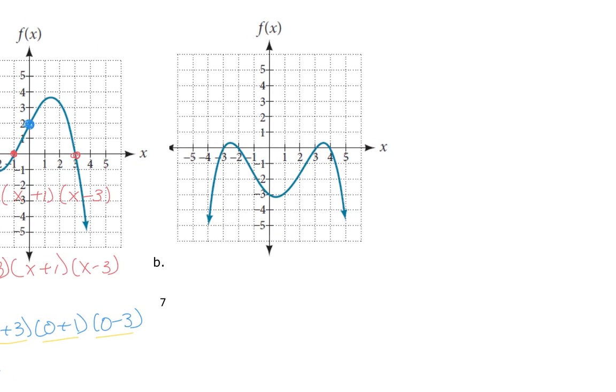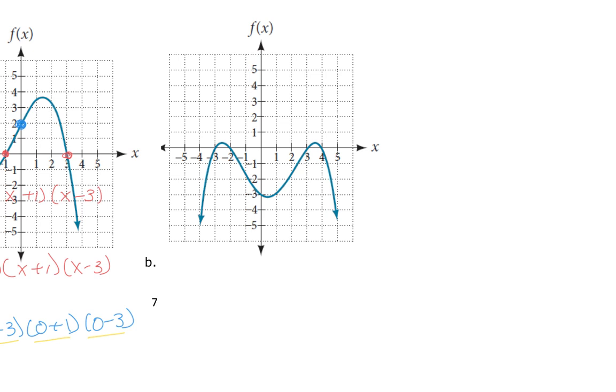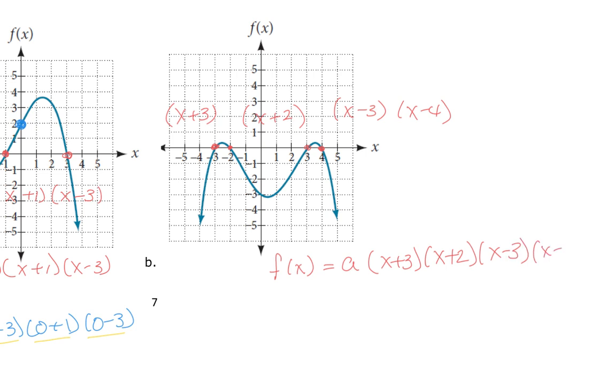Let's take a look at this next one. We're going to do the same kind of thing. This 0 gives me x plus 3. This 0 gives me x plus 2. This 0 gives me x minus 3. And this 0 gives me x minus 4. So I have f of x is equal to a times (x plus 3), (x plus 2), (x minus 3), (x minus 4).